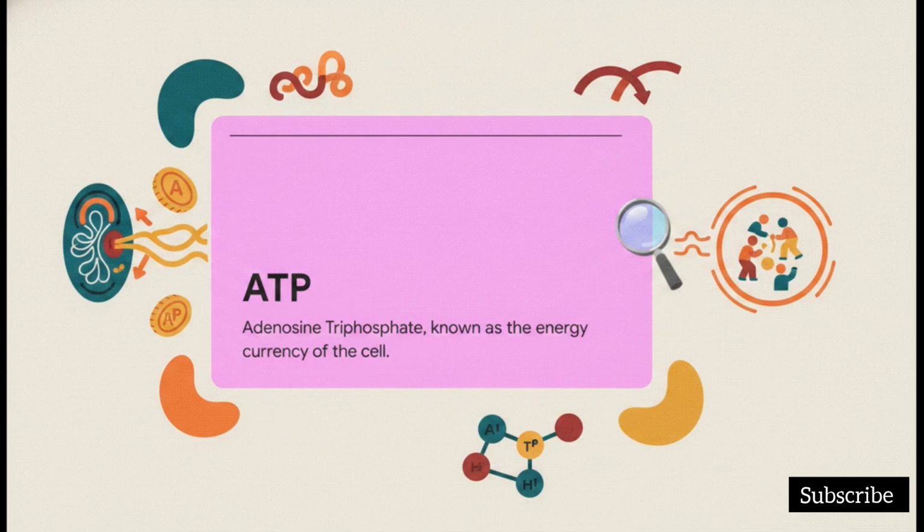And remember, the energy created doesn't just float away. It's captured and packed into ATP, adenosine triphosphate. Think about it. Just like you use physical currency, money, to buy things, your cells literally spend ATP to get their work done. That's exactly why we call it the energy currency of the cell.